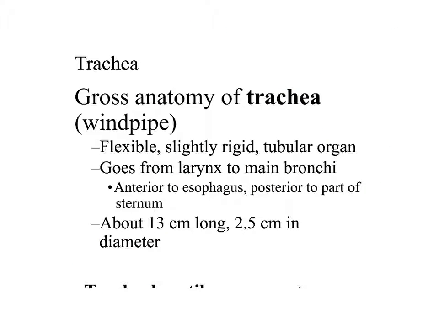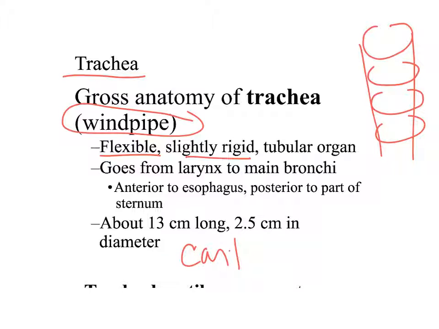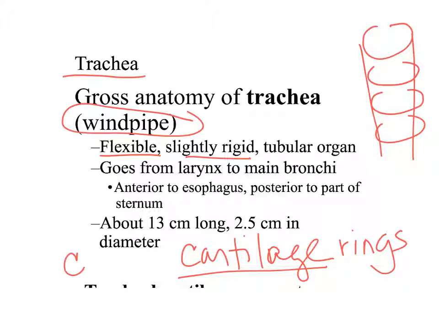All right, so let's get to the trachea. The trachea is the windpipe. It's the tube that's going to take the air down to your lungs. It's flexible, but slightly rigid. One of the reasons it's slightly rigid is because it has cartilage rings, and the cartilage rings are C-shaped.